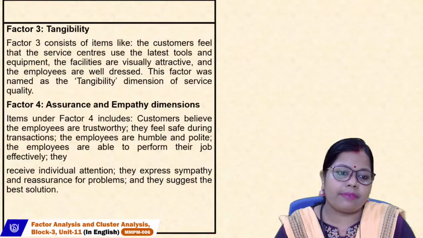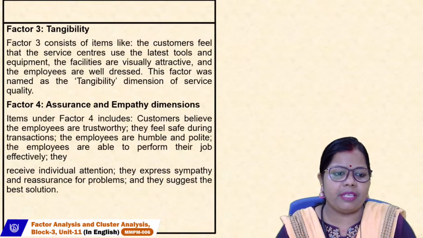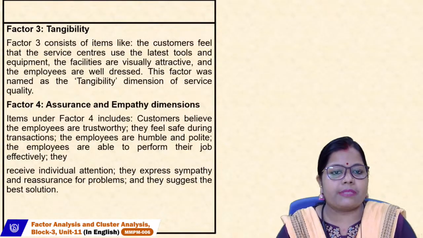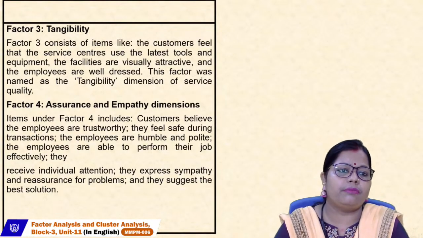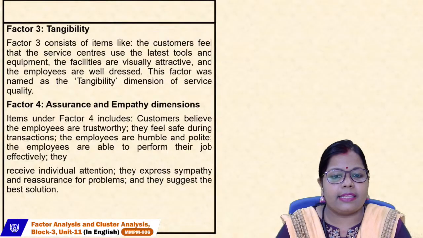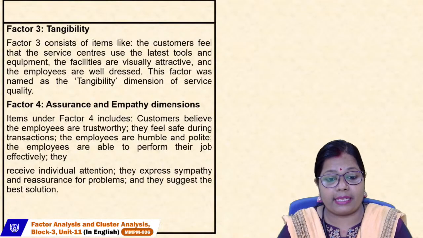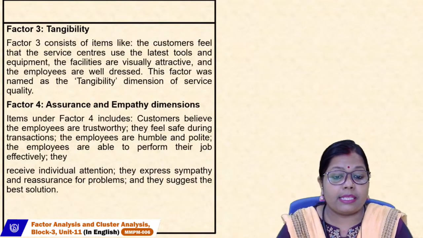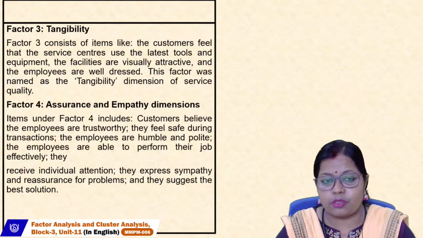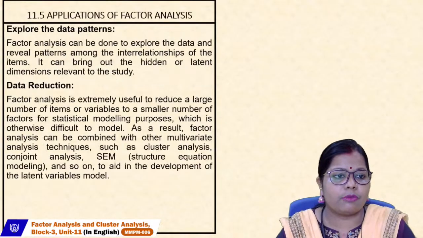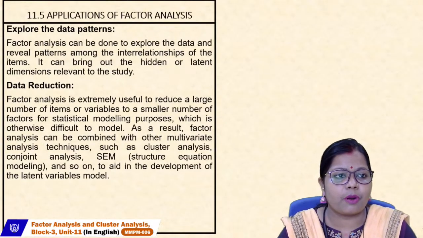In factor 4, we have taken the assurance and empathy dimensions. It means the consumers believe the employees are trustworthy, as they are fulfilling all the 3 factors, and they feel safe during transactions. The employees are humble and polite. The employees are able to perform their job effectively. They receive individual attention. They express empathy, sympathy and reassurance for the problem. So these are the four factors which are most important in our research problem.